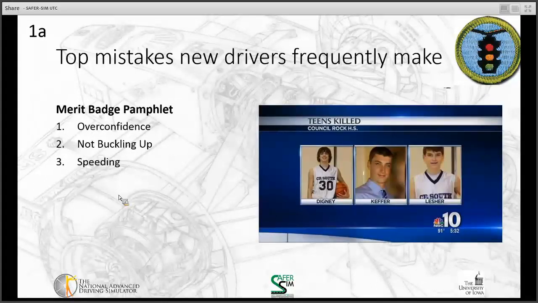Speeding is also another common thing. Young adults tend to drive faster than older adults. And so we're much more likely to see speeding coming from young drivers. That's a common mistake that new drivers make, driving faster than they ought to.